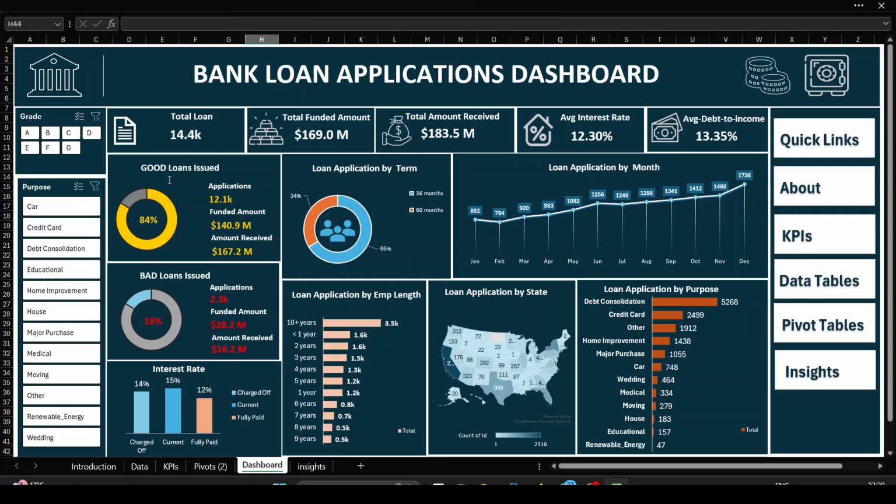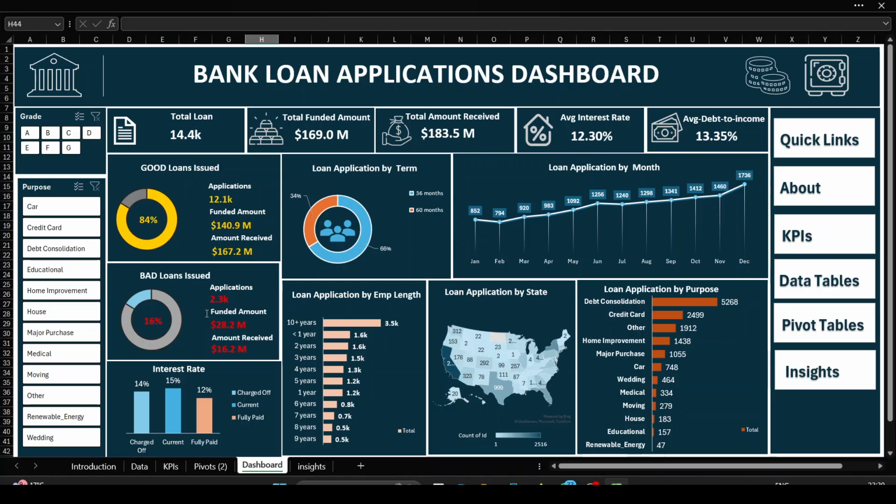Now, as I told you earlier, I have categorized the loans into two categories, good loan and bad loan. The good loan was 84%, whereas the bad loan was 16%. Applications for good loans were 12.1k and applications for bad loans were 2.3k. The funded amount for the good loan was 140.9 million, almost 141 million dollars, and the amount which we received from the good loan was $167.2 million.